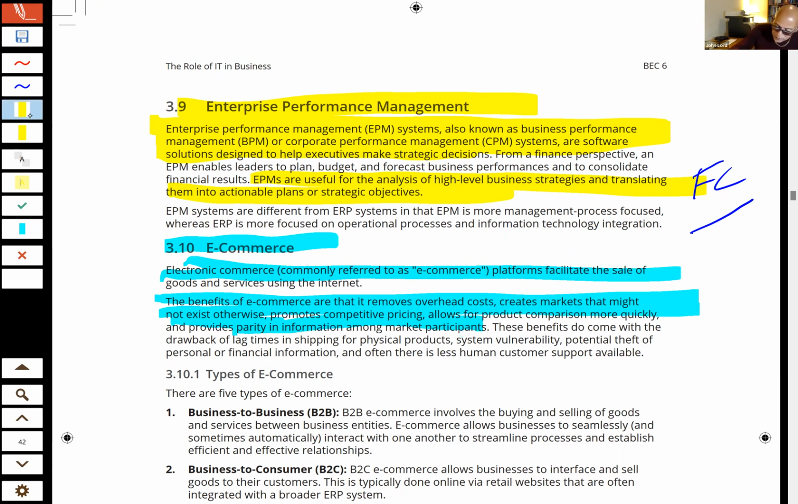So let's go ahead and take a look. The benefits come with drawbacks such as lag times in shipping, system vulnerability, potential theft of information, etc. So why don't you go ahead and flashcard what some of the risks are versus the benefits.